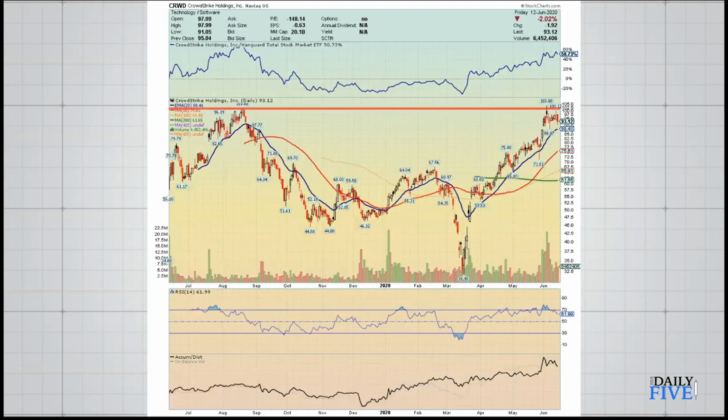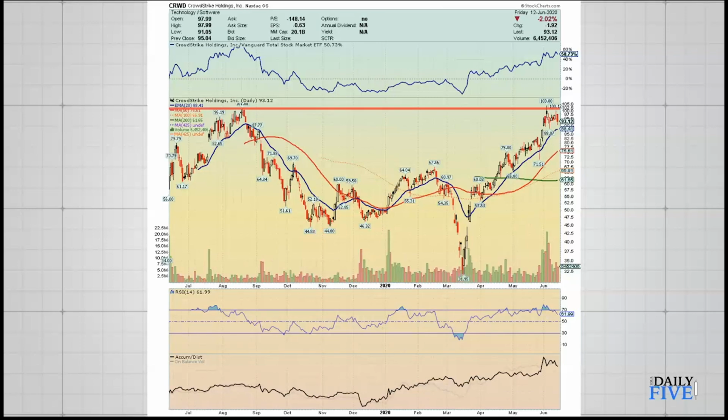Similarly, I have CrowdStrike Holdings. Now, CrowdStrike is a cloud security play, a pretty interesting stock. And again, nice relative outperformance, approaching new highs, been consolidating here for a long time. Nice accumulation on this stock, which is great. So this is another one on that list of 10 I'm Stalking this week that I really like.